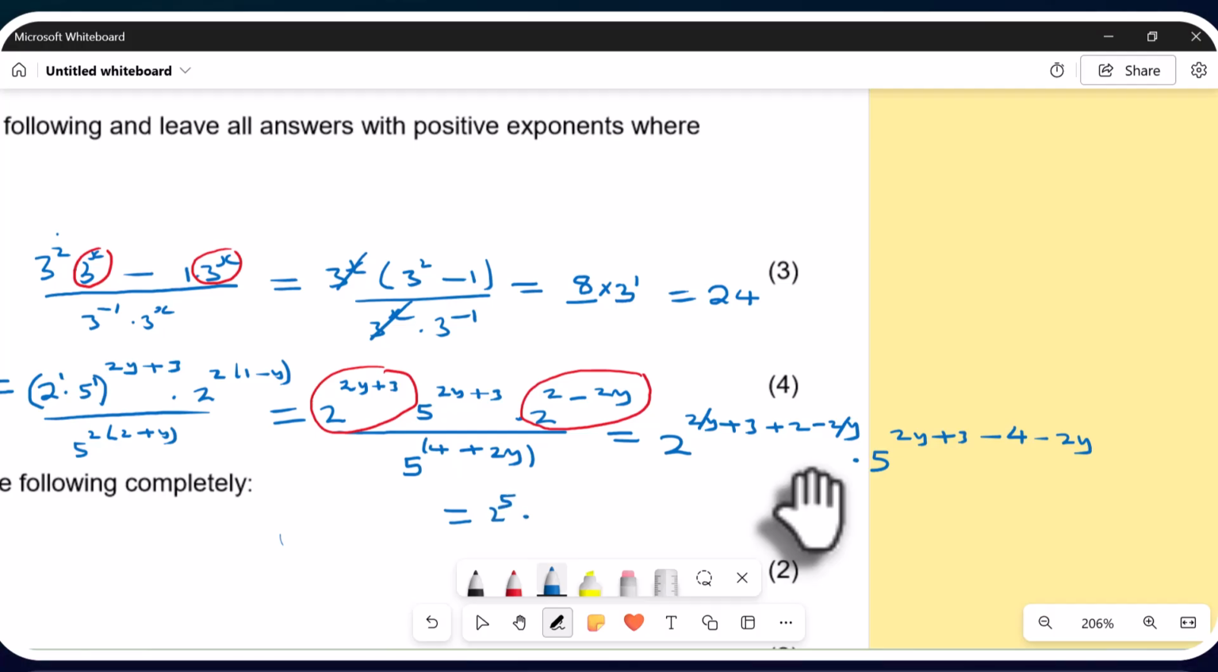Are we together? You can take a screenshot, okay? All right. Let's continue then. Next question. They say factorize each of the following completely. Okay, so here we have 1.2.1. Any ideas here? What do you think?